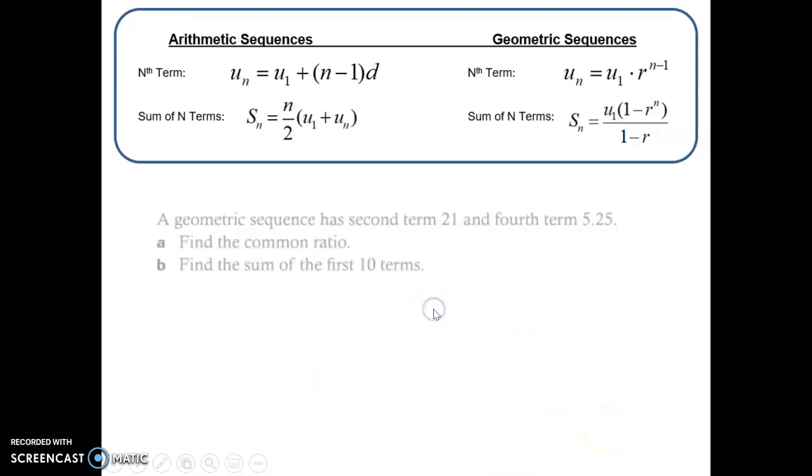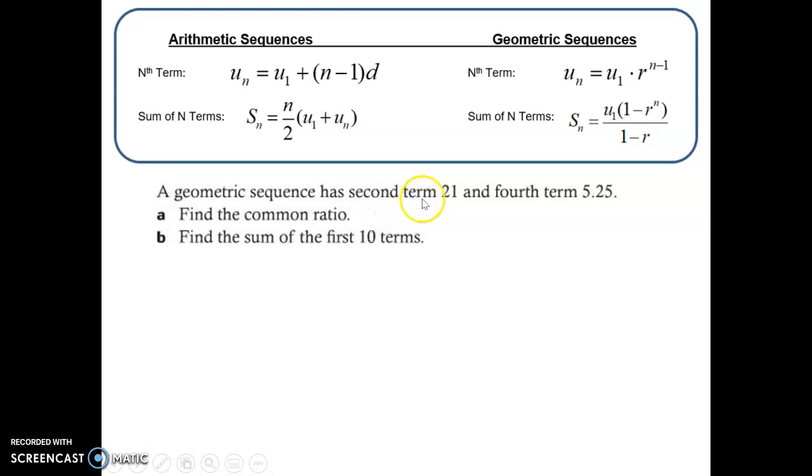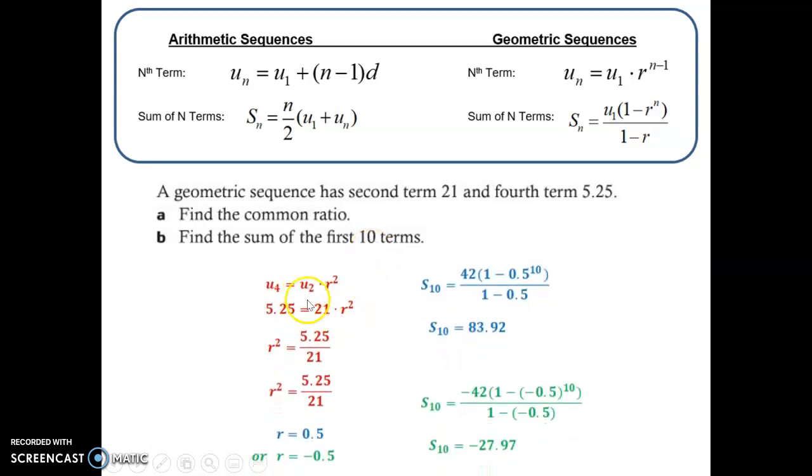Here we have a geometric sequence with second term 21 and fourth term 5.25. We have learned two kind of approaches to solving problems like this. Let's see if you can use one of those approaches to find the common ratio and then the sum of the first 10 terms.